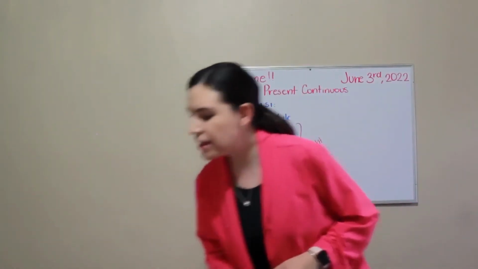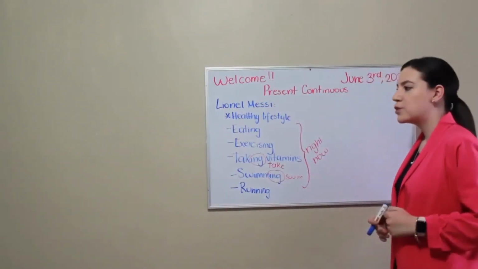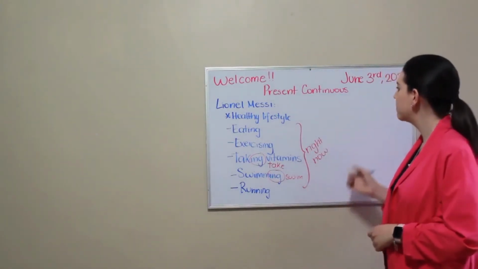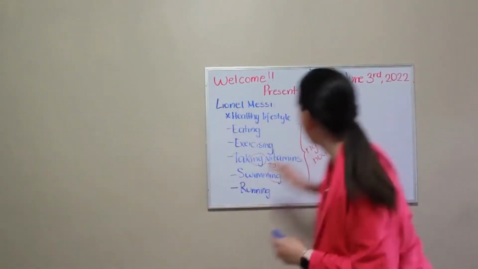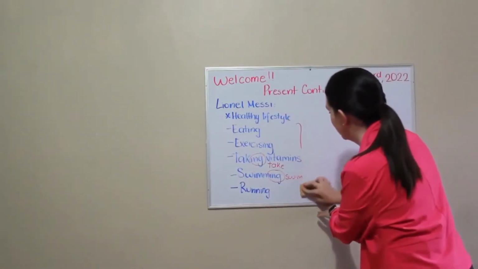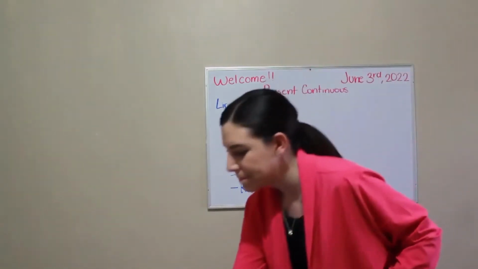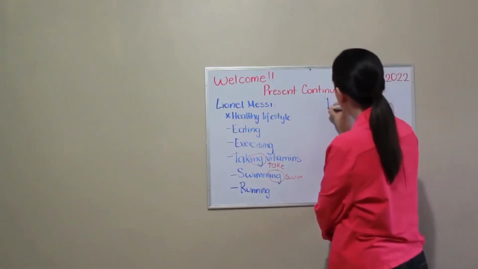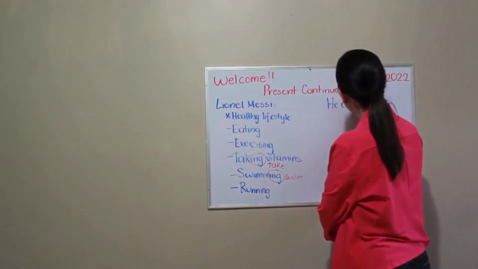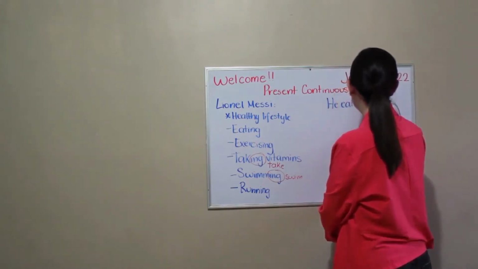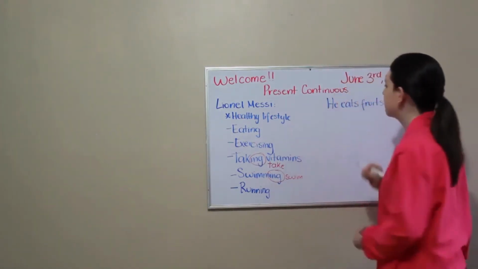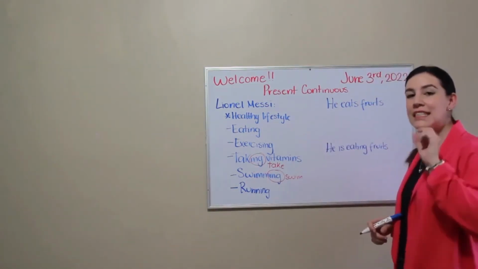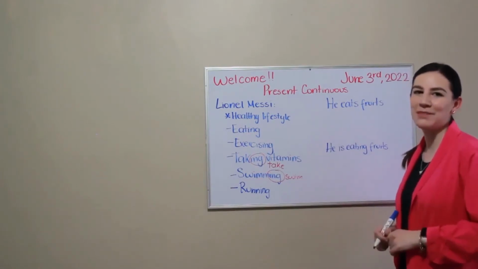Now I want to show you the difference between present simple, for example, and the present continuous, right? I'm going to be erasing this because I don't think I have that much space. Let's see. He eats fruits. Alright? This is happening in present. He is eating fruits. That means he's doing it right now, in this moment. Okay?